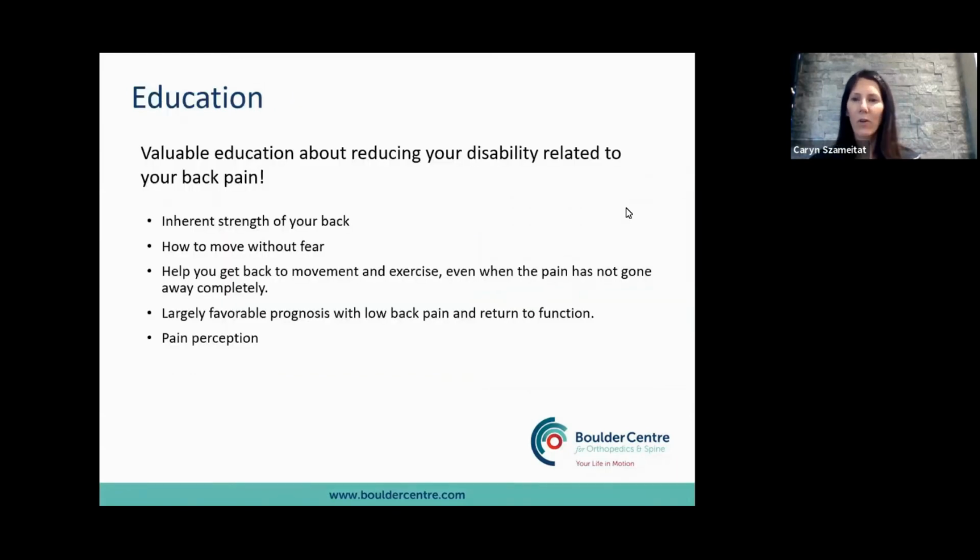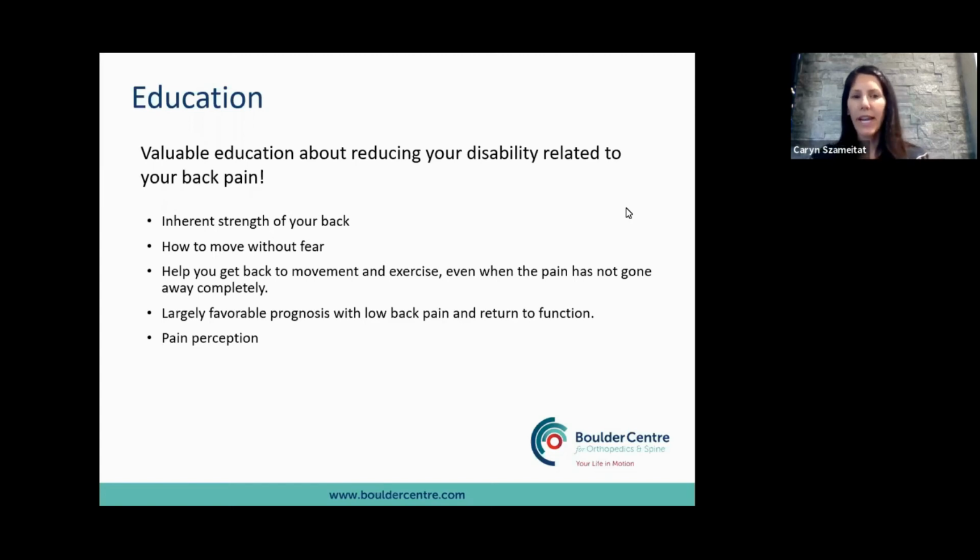All right, this is our last category of treatment, and I've just titled it Education. Your physical therapist is going to be able to provide you some really valuable education to help you reduce your disability related to low back pain, okay? They're going to be going over the anatomy of the back and help you to understand how that anatomy inherently makes your back very strong, okay? They are going to help you to learn to move without fear, because that is a big piece of this back pain problem, is being afraid to move once you've had an incident. So they're going to help you find ways to do that. And they're going to help you to get back to movement and exercise even when that pain is not all the way gone, okay?